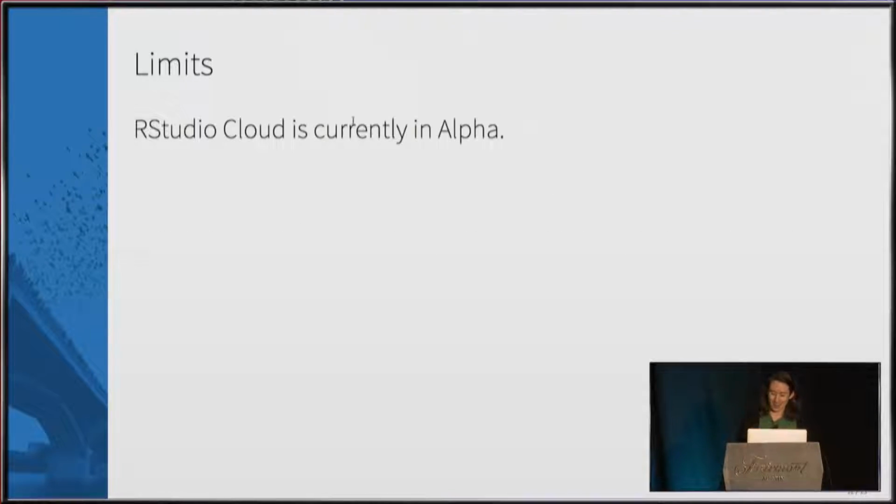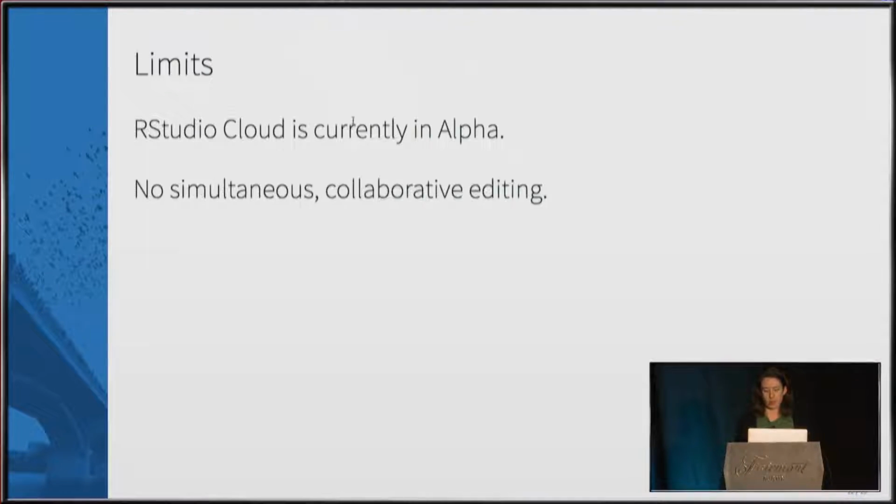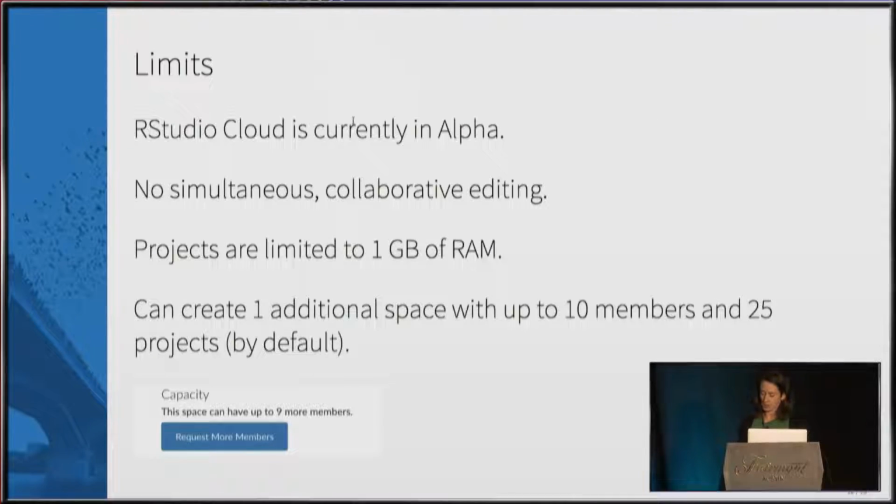So RStudio Cloud currently has a few limits to be aware of. RStudio Cloud is still an alpha product. We do not currently support simultaneous collaborative editing. If your students need to collaborate on work in this way, we suggest using a Git-based repository for code. Using source control is not a terrible idea regardless. Currently, projects are limited to 1 gig of RAM, and by default, you can create one additional private space with up to 10 members and 25 projects. If you need extra spaces or extra capacity, please reach out to us, particularly if you want to use RStudio Cloud for teaching, and we will do our best to accommodate you. You can see a capacity message on the projects and members listing page if you hit that point, and you can request more capacity via the button there.